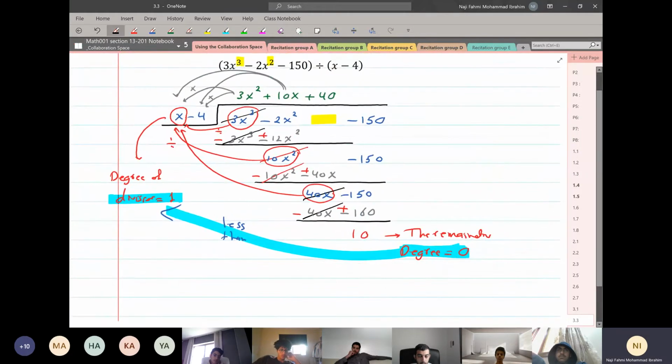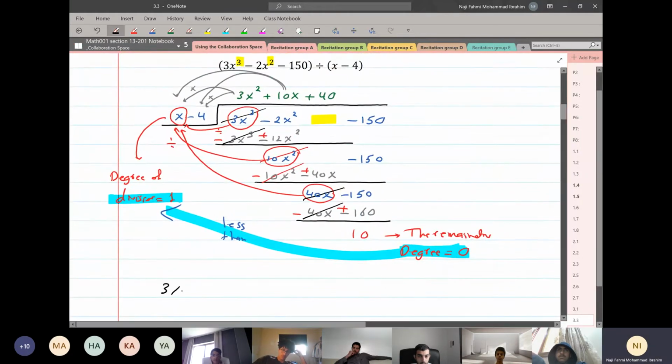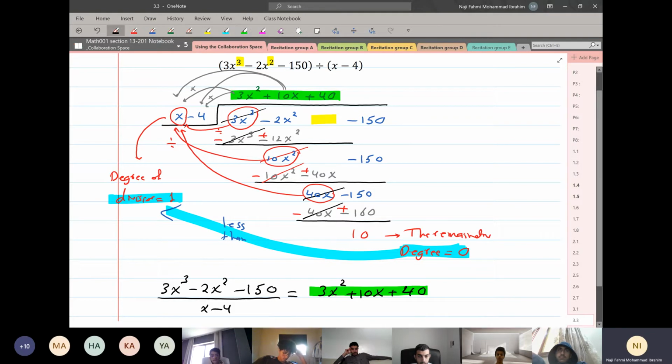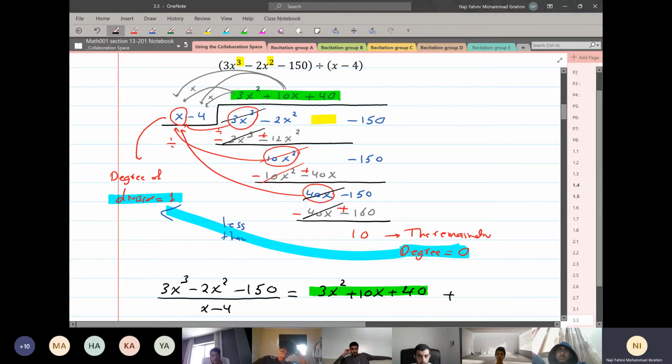So I will say that 3x to the power 3 minus 2x squared minus 150, divided by x minus 4, is equal to what now? The quotient, which is 3x squared plus 10x plus 40, which is this thing, plus what? The remainder, which is 10, over the divisor, which is x minus 4.